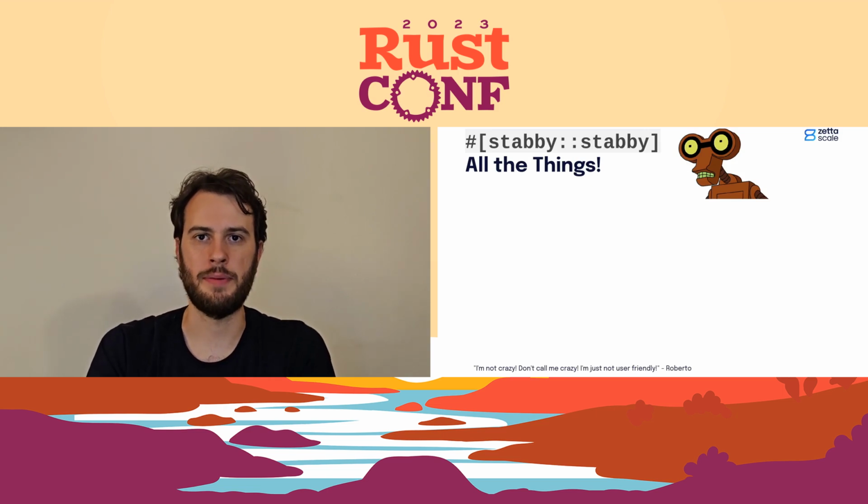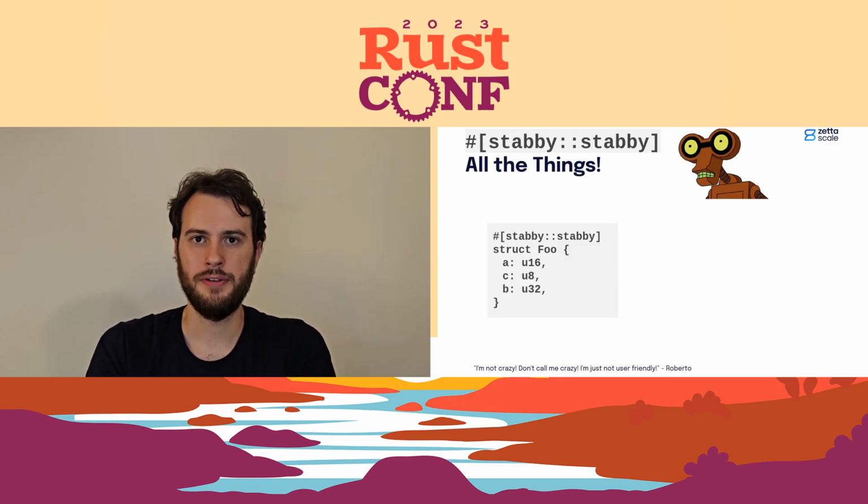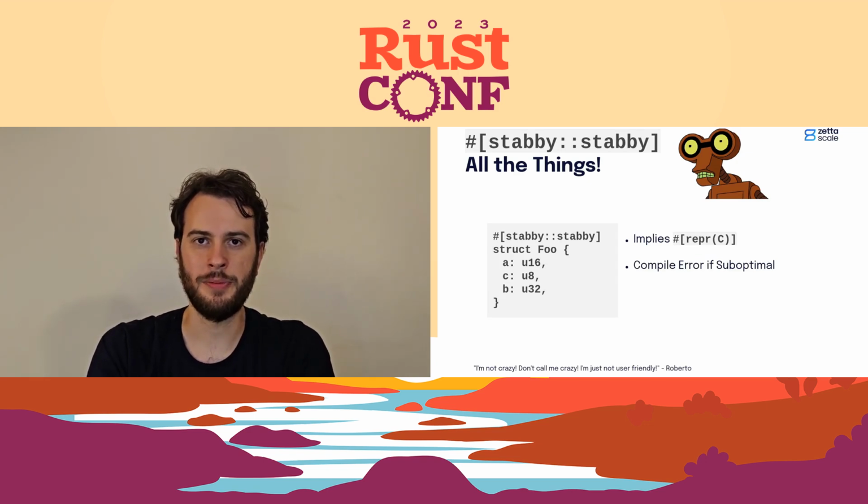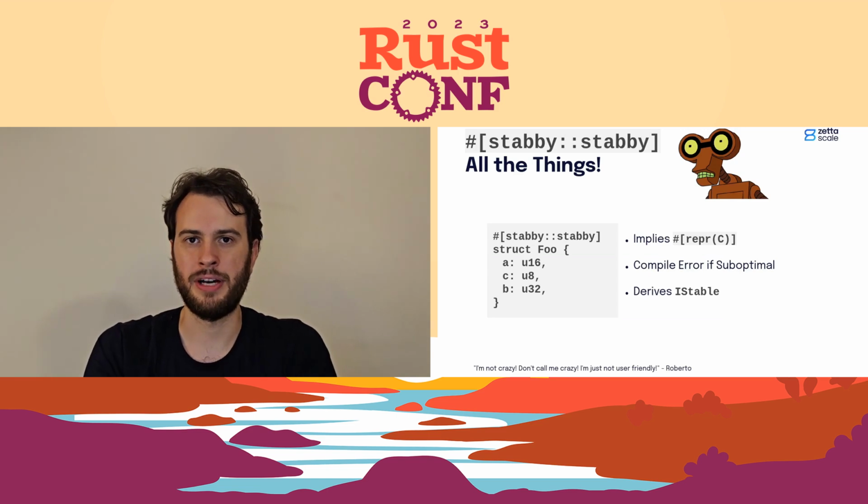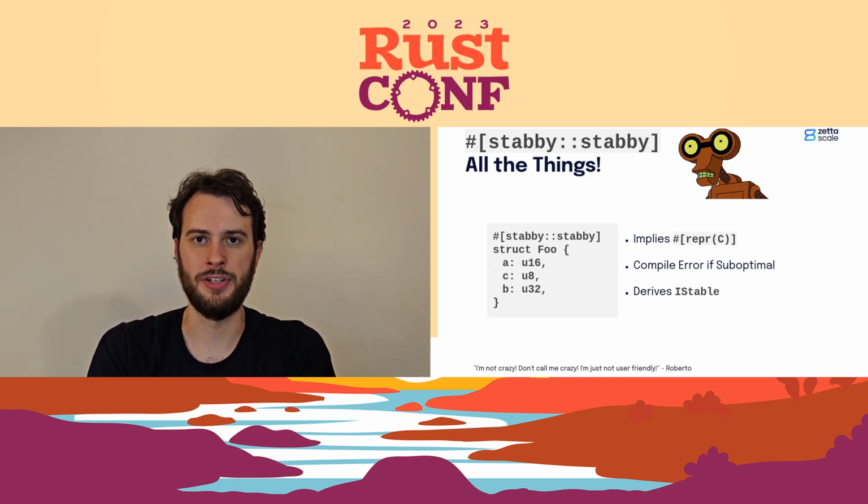So how do you use stabby? Well, you just stabby all the things. For a structure, you stabby your structure, and it's going to imply that it uses the C representation, and it's also going to throw compile errors at you if you are being a dum-dum and doing suboptimal structures. Somehow C has existed for 50 years and there's still not even a lint to tell you that. Finally, it's going to derive IStable, which is going to let you use that structure in larger structures or enums, and stabby will be able to take advantage of all the information that IStable provides.